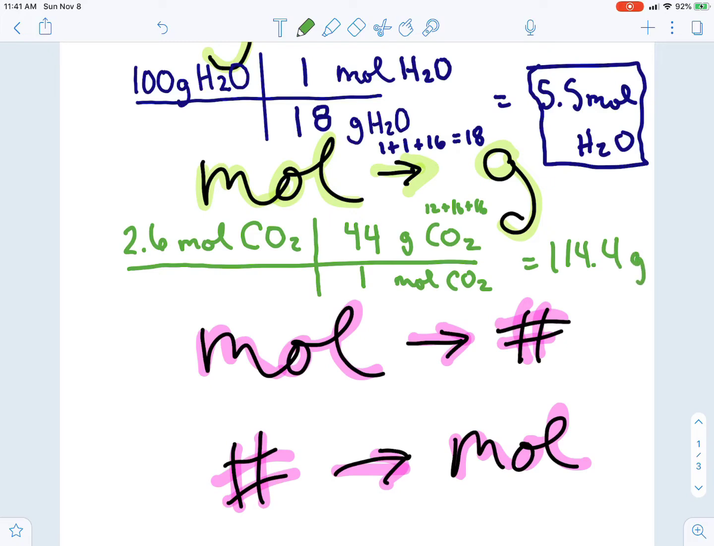And that would be grams of CO2. Again, the labels are so important.